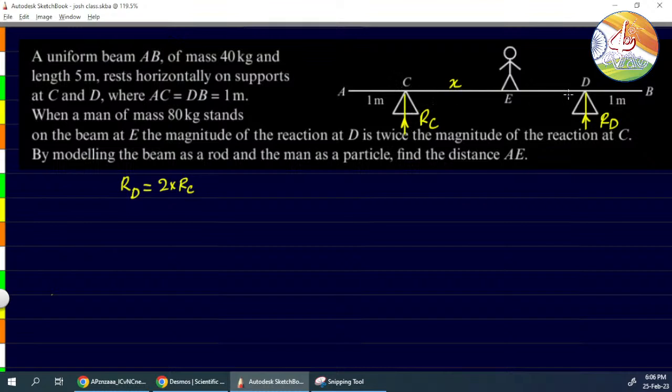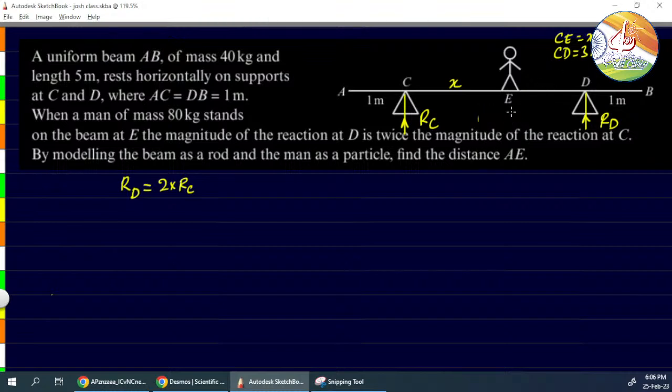What will be the length CD? CD will be 5 minus 2, because the total length of the rod is 5 meters, minus this 1 and 1. So CD is 3 meters. CE is unknown, that is x meters. We have to find that x.